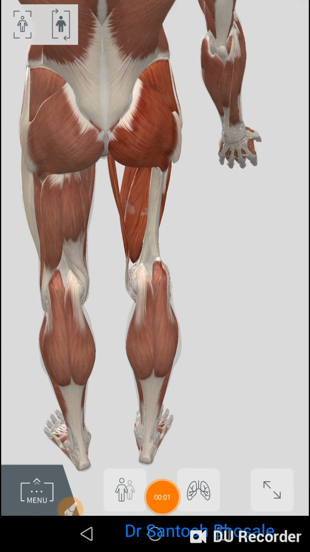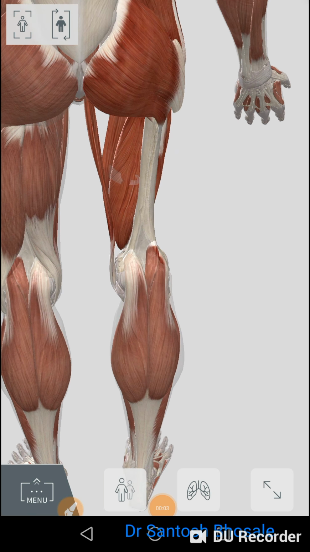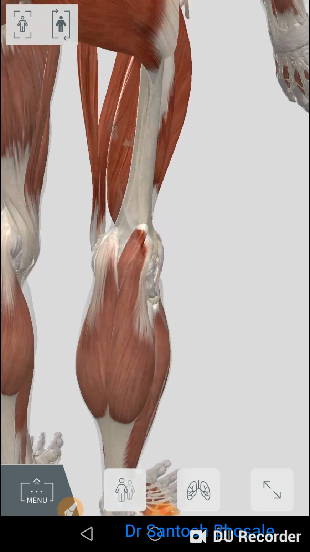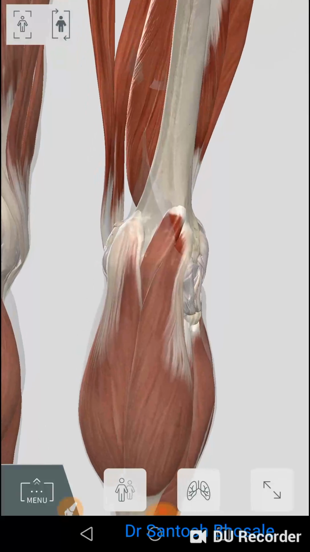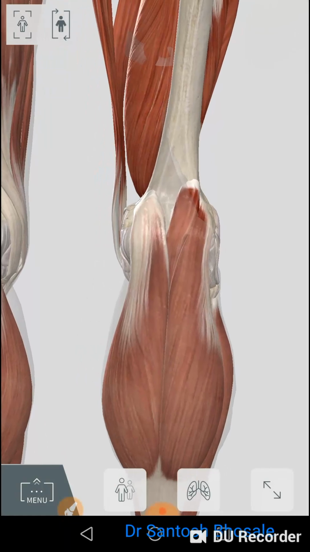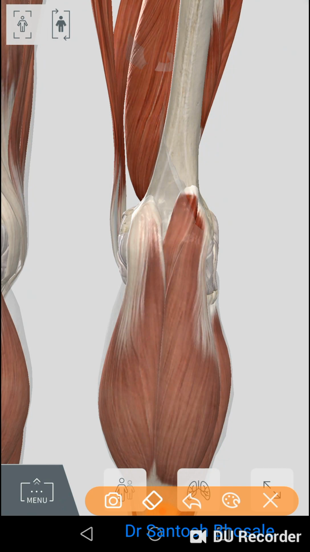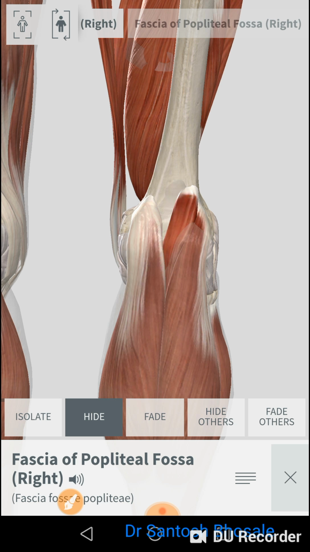And as you go lower, you can see the medial and lateral lips of linea aspera are diverging, and they will continue as the medial and lateral supracondylar ridges. They enclose this triangular popliteal surface which forms the base of the popliteal fossa, and is covered by popliteal fascia here, which we will take out.